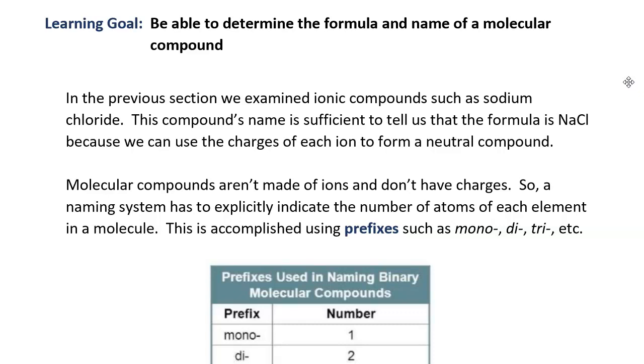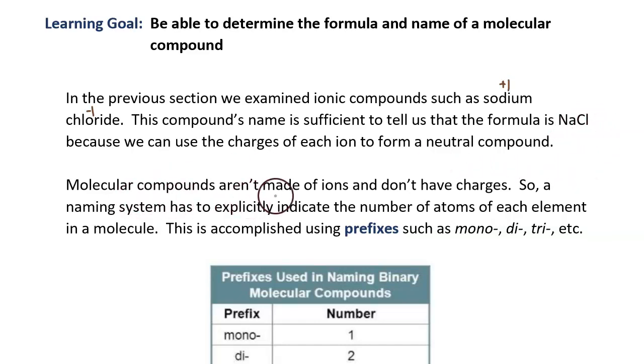This compound's name is sufficient to tell us that the formula is NaCl, because we can use the charges of each ion to form a neutral compound. The charge of a sodium ion is +1. The charge of a chloride ion is -1. With one of each, that creates a neutral balanced formula. And so the formula is Na1Cl1.